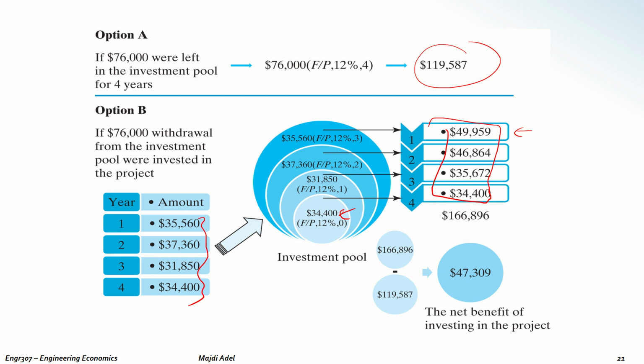Okay, so at the end of the project life it will have generated $166,000 for the company. But since he has to pay the investment plus the interest, he's going to return to the company $119,000. This is the investment plus the interest. So then at the end of the project I will have $47,000. This is the net benefit of the investment.